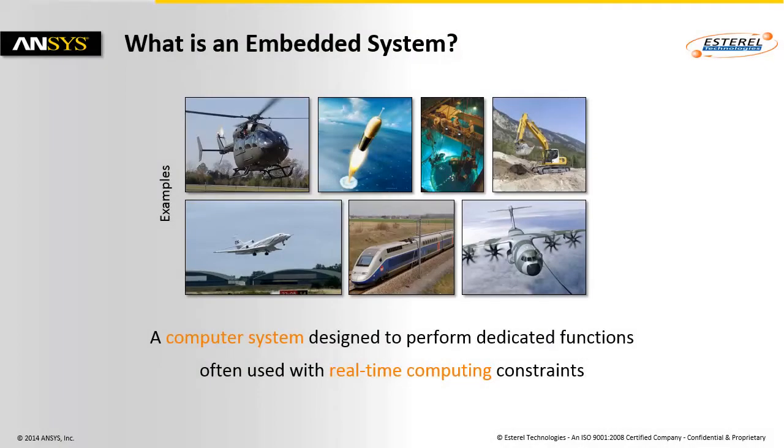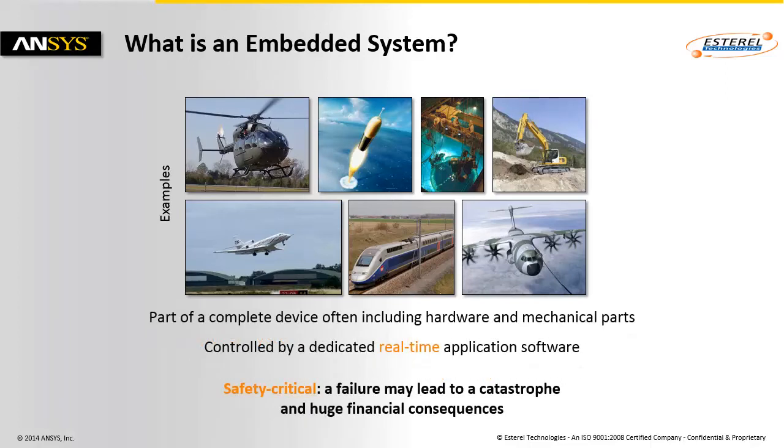First of all, let's explain what an embedded system is and what its applications are. An embedded system is a computer system designed to perform one or few dedicated functions, often used with real-time computing constraints. It is embedded as part of a complete device, often including hardware and mechanical parts. It is controlled by a dedicated real-time application software that is developed specifically for the embedded system.